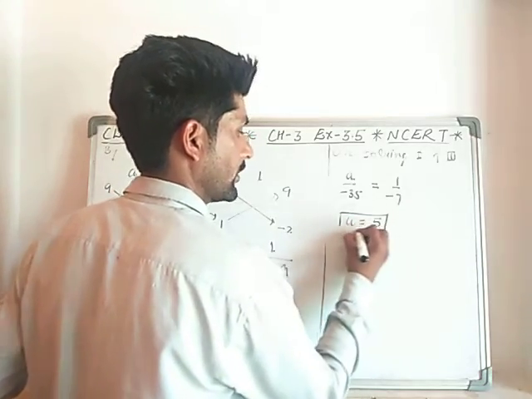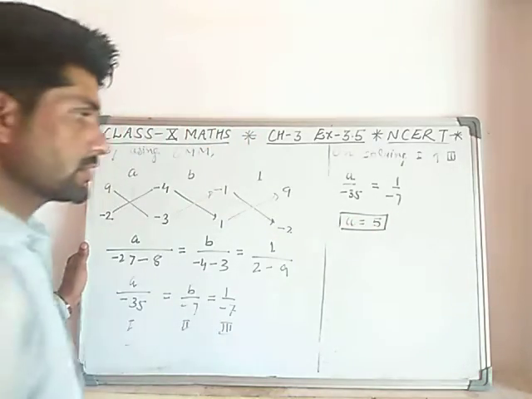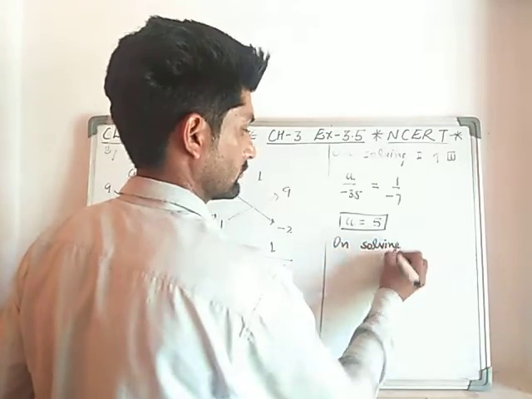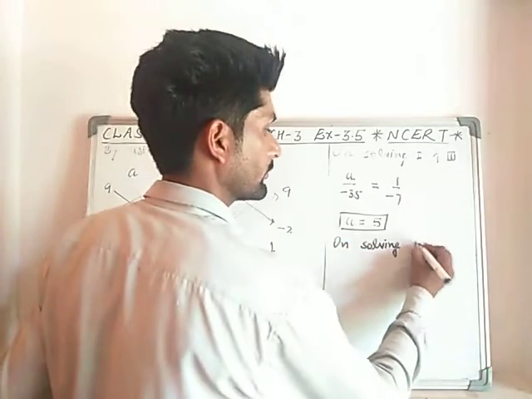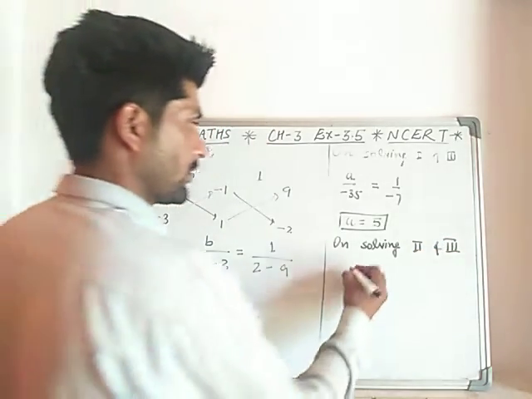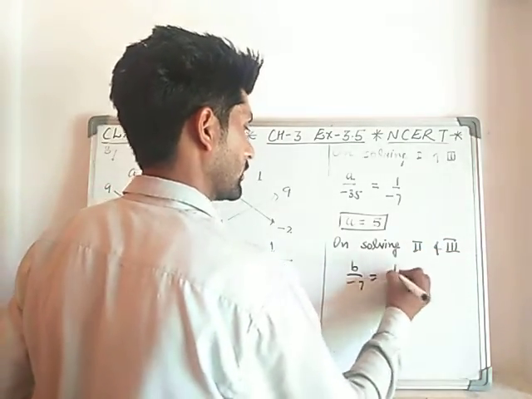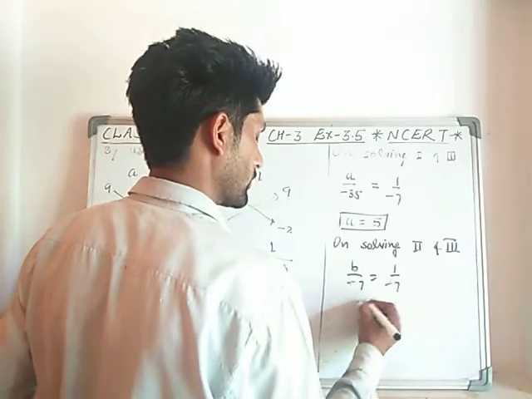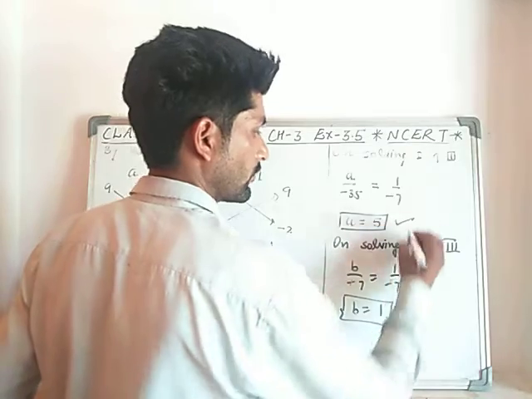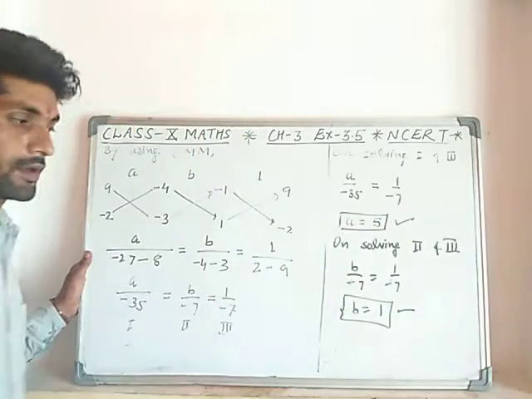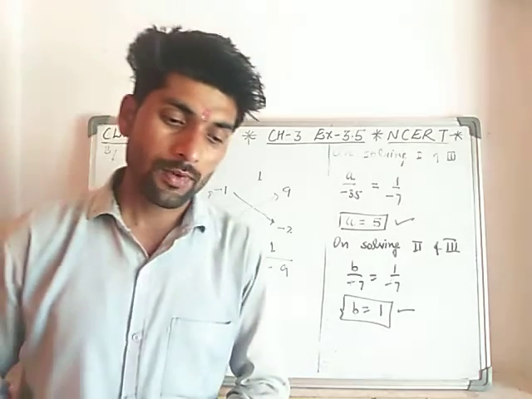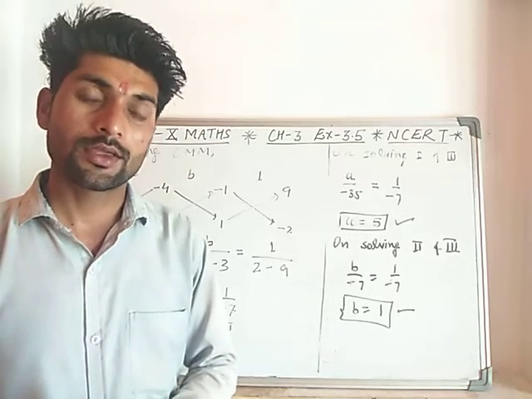5. Okay, and on solving second and third, B upon minus 7 is equal to 1 upon minus 7, minus and minus cancelled, B is equal to 1. So A is equal to 5 and B is equal to 1 is the required value of A and B. Okay, the second part of this question you have to do by yourself.